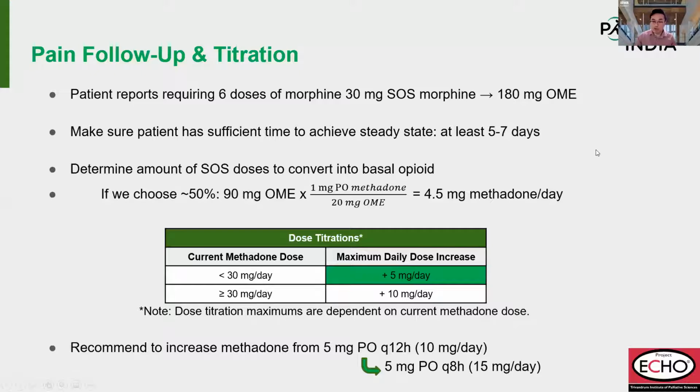So now we want to determine how much of this SOS do we want to convert into the basal. So you can be more aggressive, or you can choose to maybe let's add half of this IR into this basal and see how they do later, right? So if we chose to do 50% of that, that would be around 90 OMEs. And if we use the same conversion factor, 1 to 20, then we would calculate 4.5 milligrams of methadone a day. So that's how much I would want to increase. And keeping in mind, because they're using less than 30 milligrams a day, this falls within our maximum increase range.